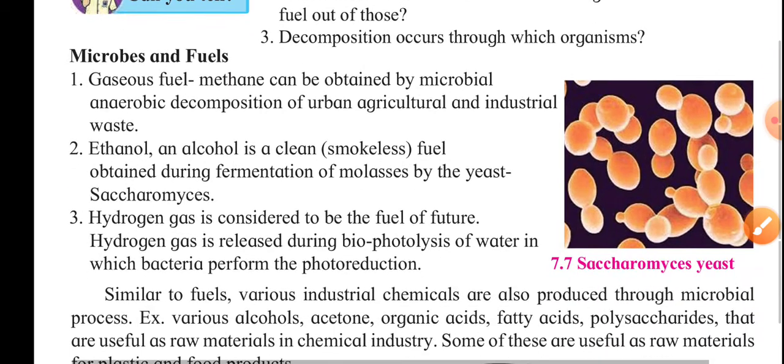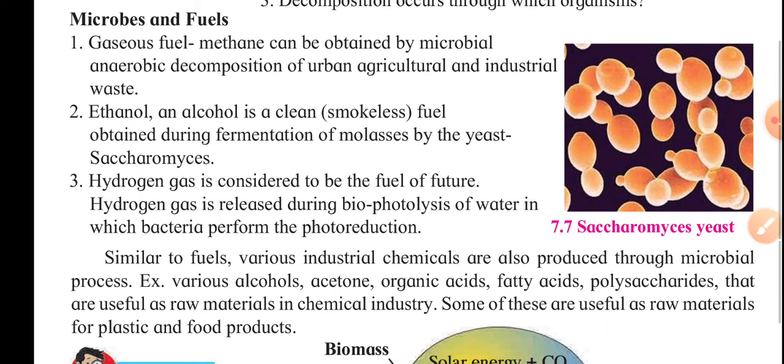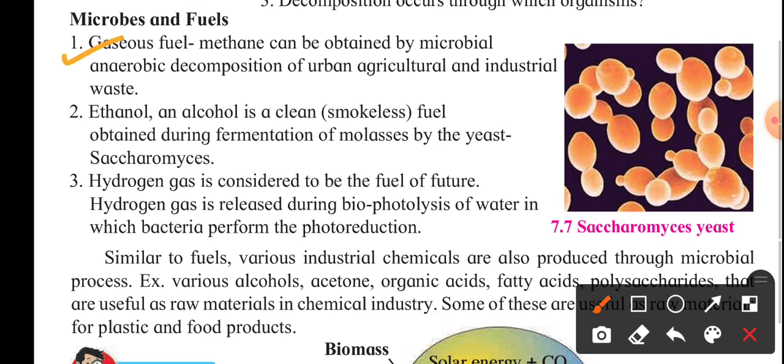Now, another thing is microbes and fuels. The gaseous fuel, methane, can be obtained by the microbial or anaerobic decomposition of urban, agricultural and industrial waste. Ethanol, an alcohol, is a clean, smokeless fuel obtained during fermentation of molasses by the yeast Saccharomyces. Hydrogen gas is considered to be the fuel of the future. Hydrogen gas is released during biophotolysis of water, in which bacteria perform the photoreduction.